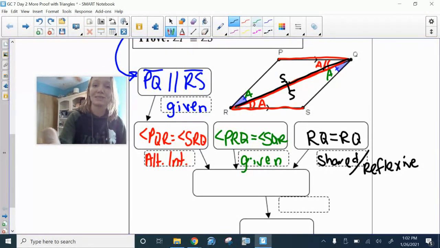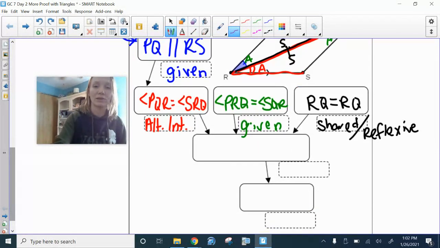So we're going to need to just say which triangles are in fact congruent. So triangle, now here's the trick.